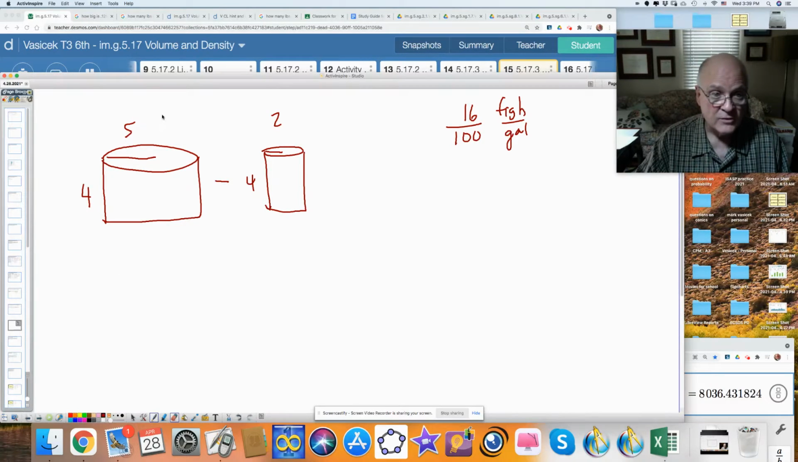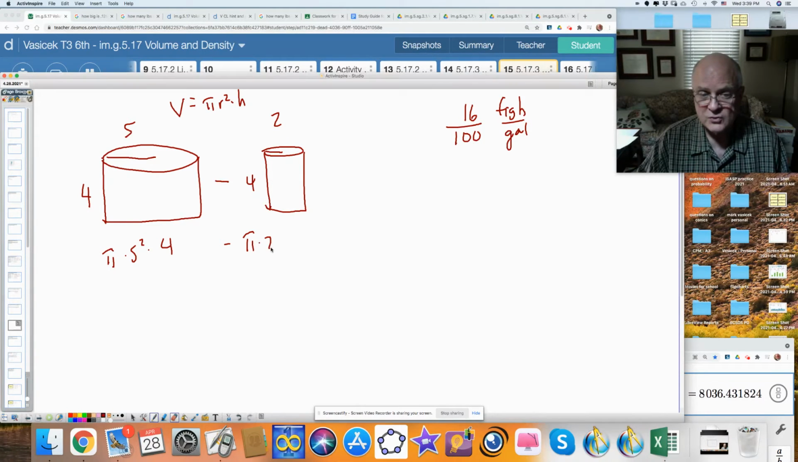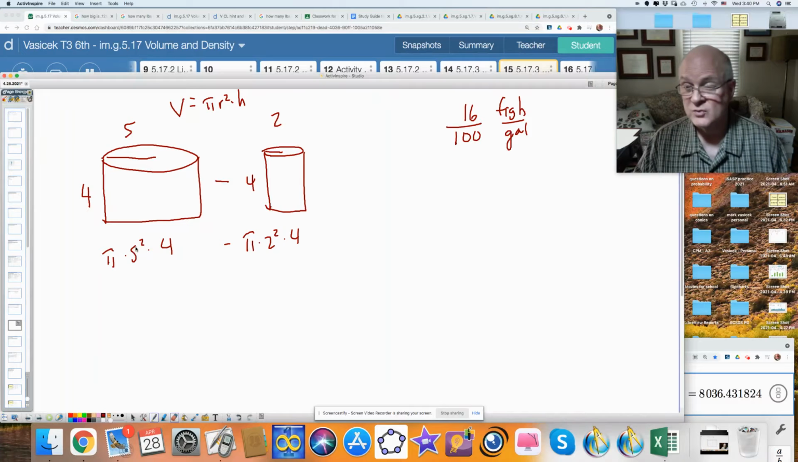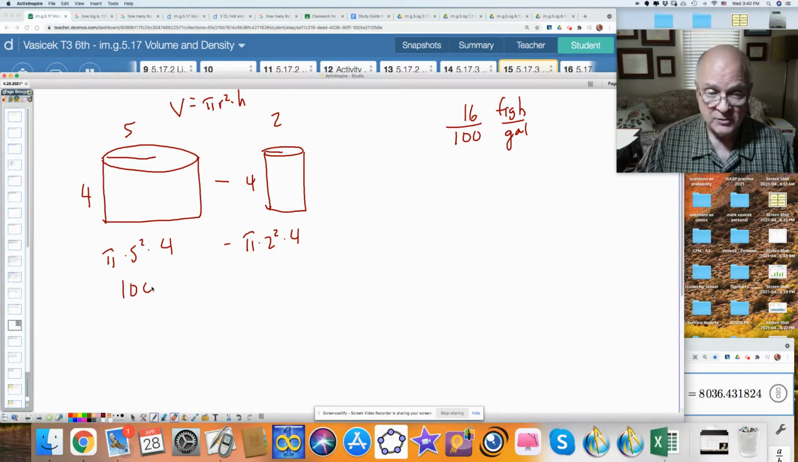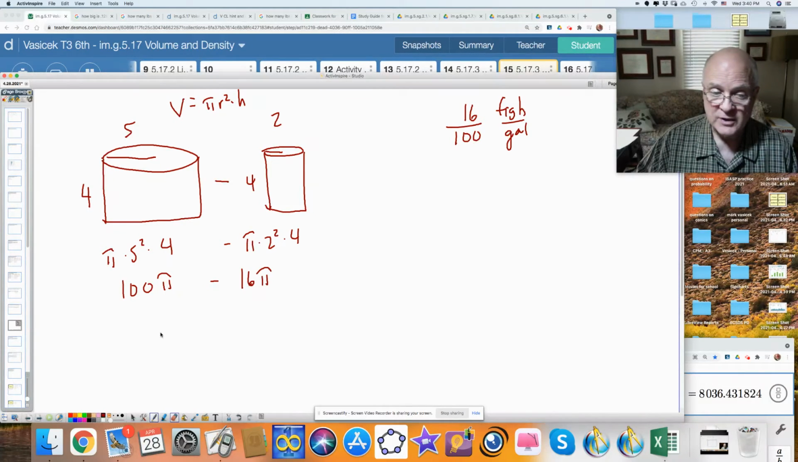The volume of a cylinder is equal to the area of the base times the height, which is pi r squared times the height. So I'll take the volume of this one, which is pi times 5 squared times 4, minus pi times 2 squared times 4. This is 5 times 5 is 25, times 4 is 100. This is 100 pi. Minus, this is 2 squared, 4, times 4 is 16 pi. So I end up with 84 pi cubic feet.